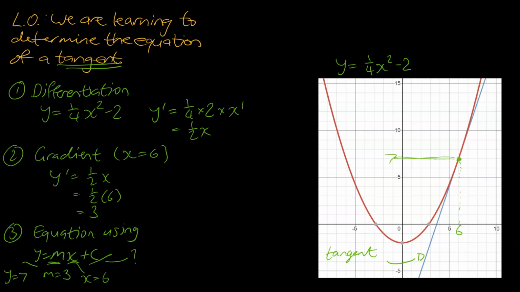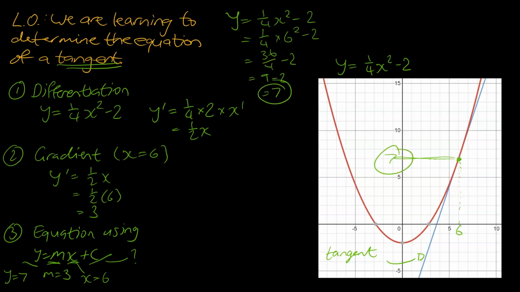But sometimes you're not that lucky and you can't see the y coordinate, in which case you'll need to substitute. So what I mean by that is we're just going to confirm that y is equal to 7. I'm going to do it at the top here. So y is equal to 1/4 of x squared minus 2. We know that x is equal to 6, and we're trying to confirm if that's 7. So it's going to be 1/4 times 6 squared minus 2. So that's 36 divided by 4 minus 2, which is 9 minus 2, which gets us to that 7 that we saw on our graph.